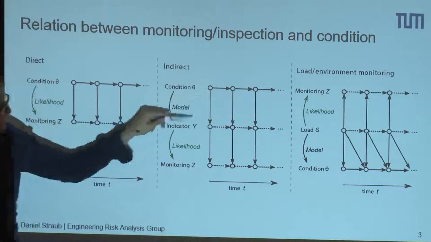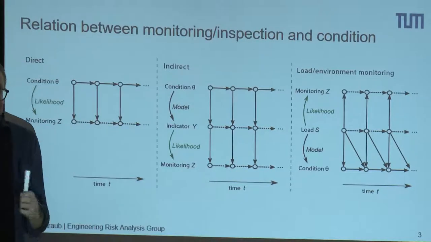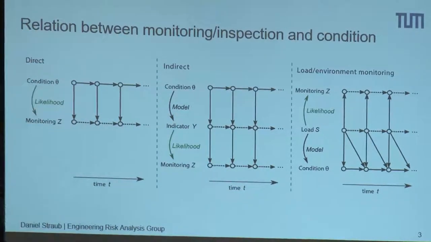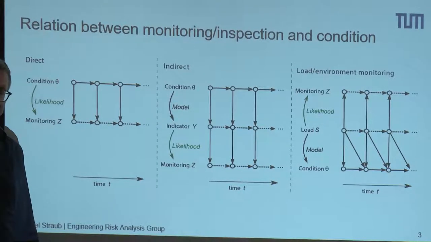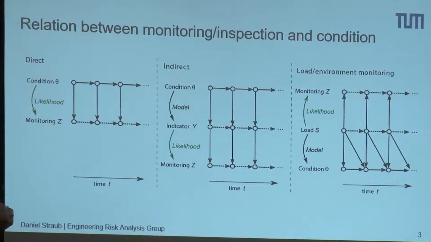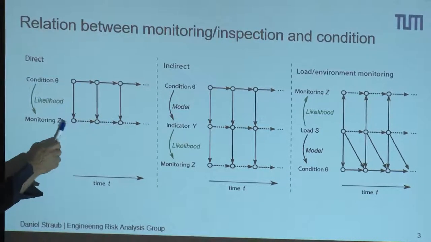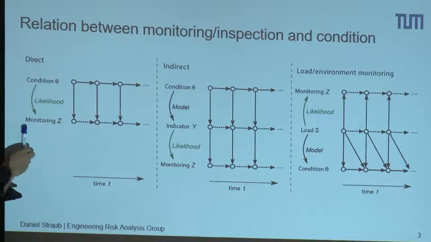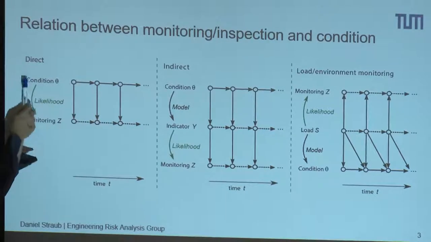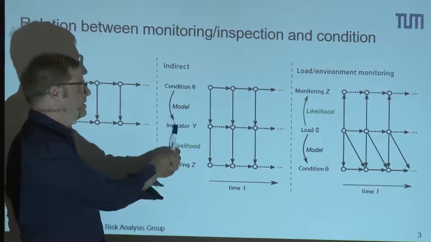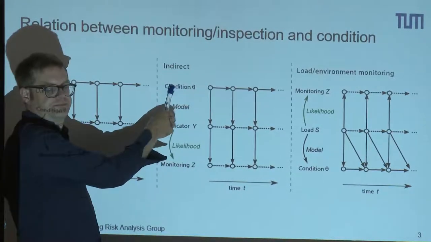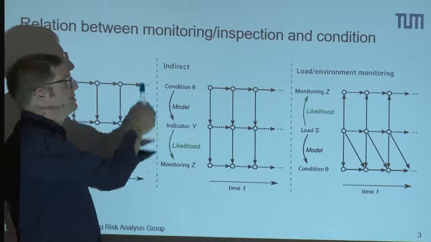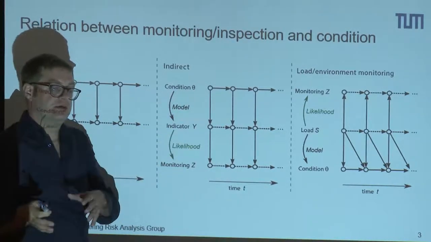The distinction is not always clear. It's not a clear-cut distinction between this and this. You can also always reduce this model to this model. But just to make it clear, it can be that we define this likelihood function relating a monitoring result or inspection result directly to the condition, or that it relates to an indicator, and then I have to relate the indicator to my condition. In which case, I have first a likelihood that describes my test, and then an additional model that describes the relation between my indicator and my actual condition.